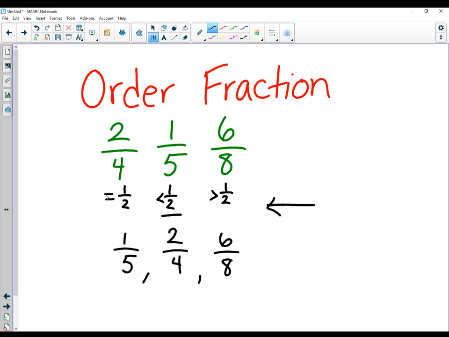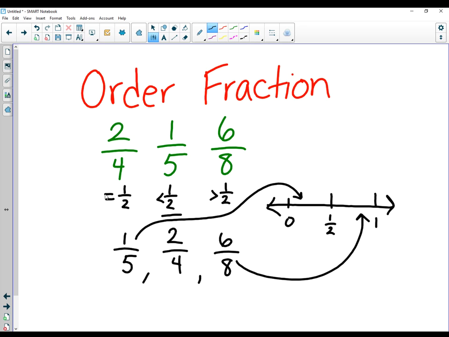If I think about it on my number line, 6/8 would be somewhere on this side. 1/5 would be somewhere on this side. And 2/4 would be right in the middle.